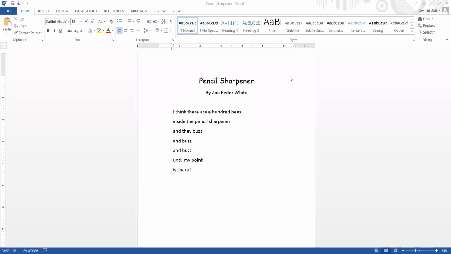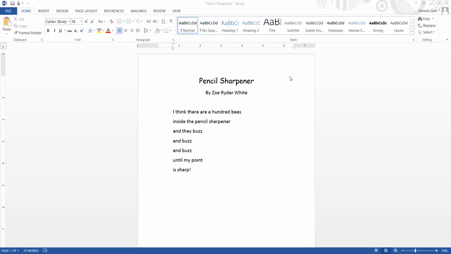Today, writers, we're going to use a mentor text to write a poem the same way we have used mentor text to help us with our narrative and informational writing. We're returning to one of the poems we read the first week of distance learning, The Pencil Sharpener. First, we will read the poem. Second, we will figure out what phrases the author used to put a picture in the reader's mind. And last, we will try to figure out how the author, Zoe Ryder White, did this so we can try the same move. So the poem is Pencil Sharpener by Zoe Ryder White.